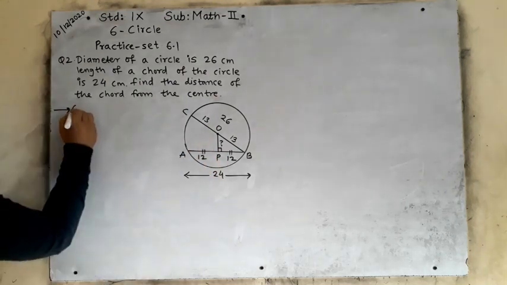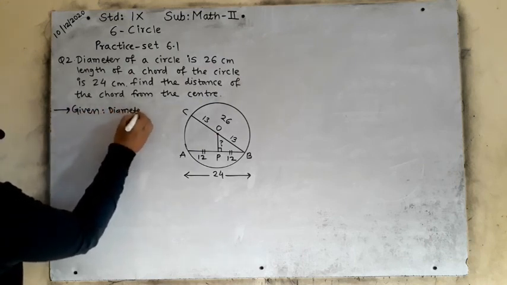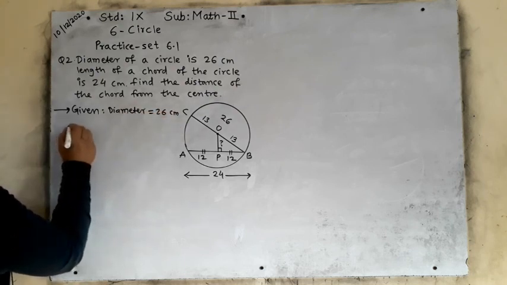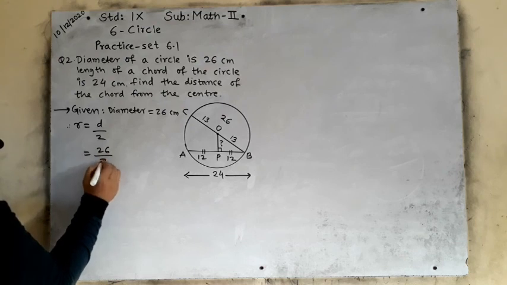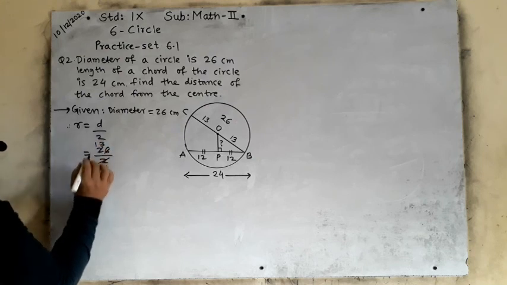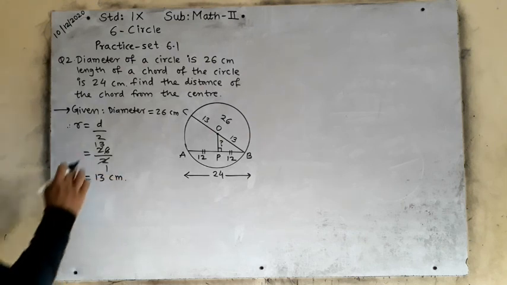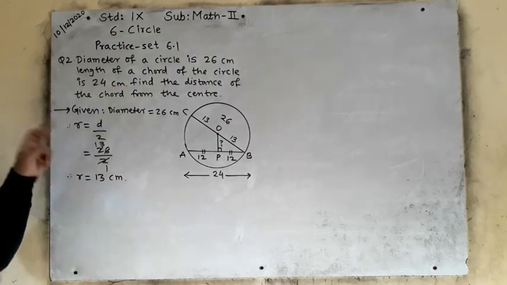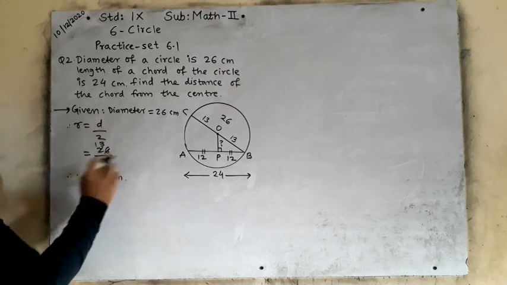Okay, so now what is given in the question? Write it down. I will write given: diameter is equal to 26 centimeters. Therefore, radius is equal to diameter upon 2, that is equal to 26 upon 2. 2 ones are 2, 2 threes are 6. Therefore, radius is equal to 13 centimeters. Is it clear? I hope you understood how to solve. We know the formula to find the radius and the diameter. So radius is equal to diameter upon 2. 26 upon 2, half of 26 is 13.